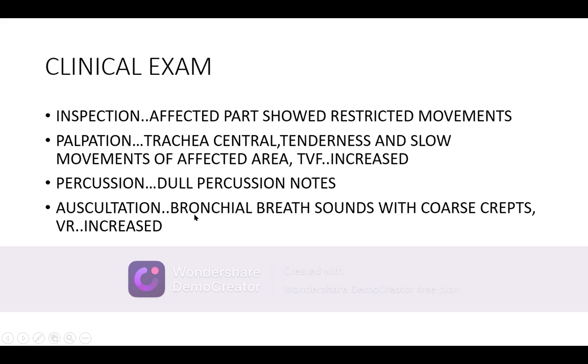Now, auscultation, bronchial breath sounds. What is a bronchial breath sound? Inspiration is equal to expiration. Inspiration is as high pitched as expiration, and there is a gap between the inspiration and expiration. This is called bronchial breath sounds. It is a very characteristic finding, with coarse crepitations in this condition.